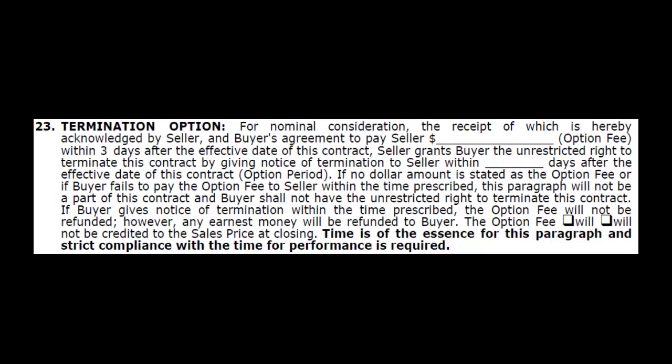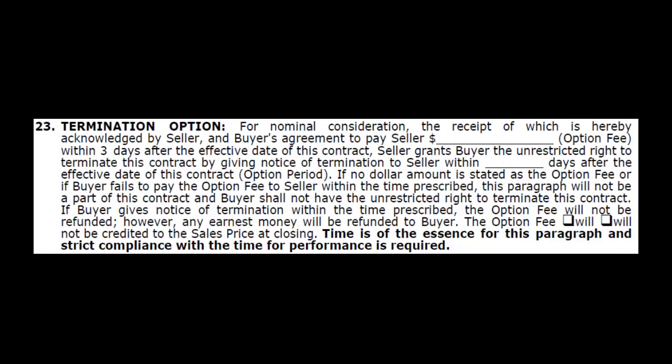The option fee will or will not be credited to the sales price at closing. I have never seen a seller throw too much of a fit on which one of these boxes is checked, so I always check that the option fee will be credited at closing.